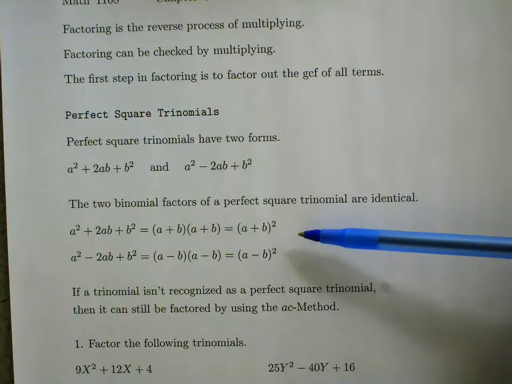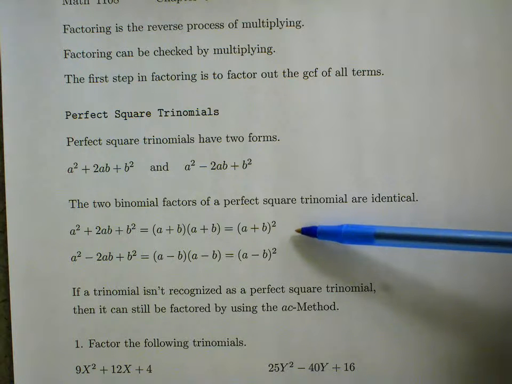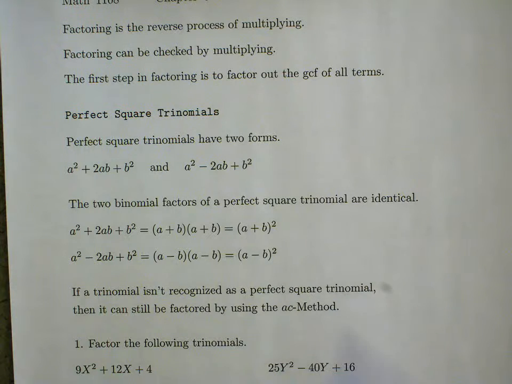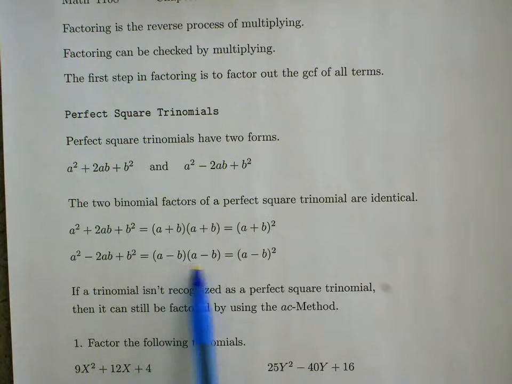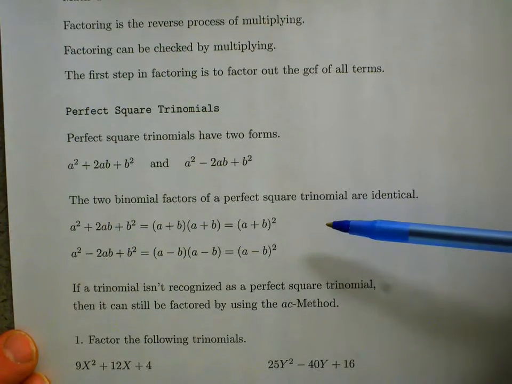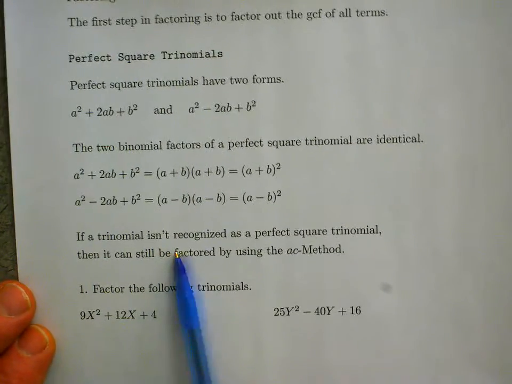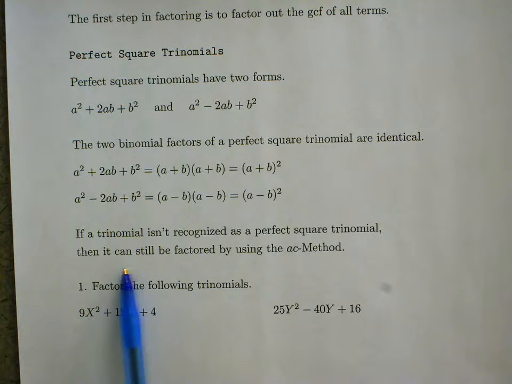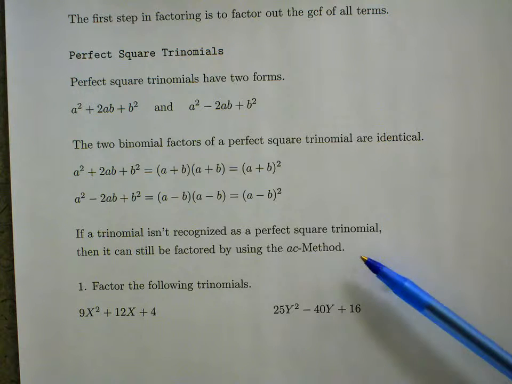But if you want, you can write that as the quantity a plus b to the second. So either way is acceptable. The other perfect square trinomial, a to the second minus 2ab plus b to the second, its two factors are a minus b times a minus b, or a minus b squared. And you can verify that these formulas work. If you square a plus b and simplify, you'll get this perfect square trinomial. Okay, if a trinomial is not recognized as a perfect square trinomial, then it can still be factored by using the AC method that we started talking about yesterday.